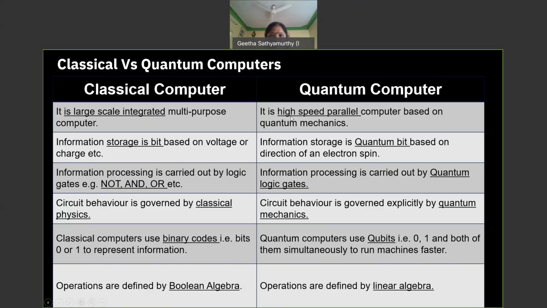has high-speed parallel computing, which is based on quantum mechanics. It stores information in the form of a quantum bit, and it uses quantum logic for processing. It uses qubits, which can be zeros and ones and both simultaneously. The operations of quantum computers are based on linear algebra. These are the major differences that we see between these two computers.